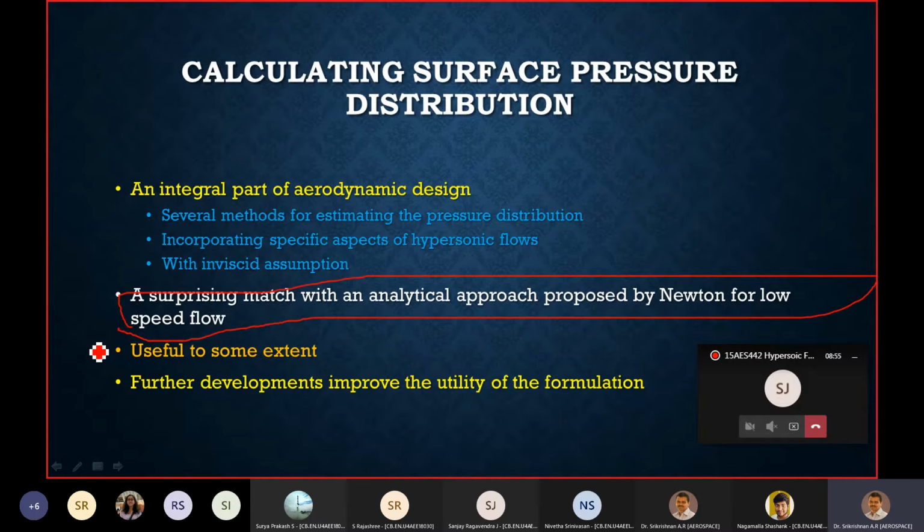And as I mentioned two classes back, our initial discussions are going to be focused on inviscid flows. So in inviscid hypersonic flows, how we are going to use Newton's theory, what is the extent of utility of it, and what are the further developments of it is what we are going to see.